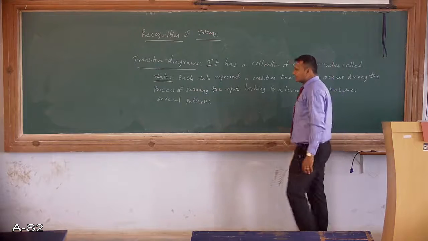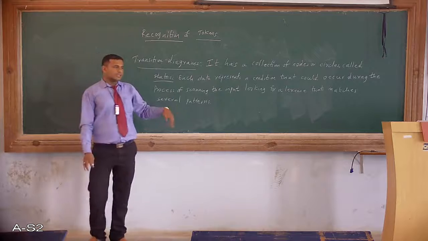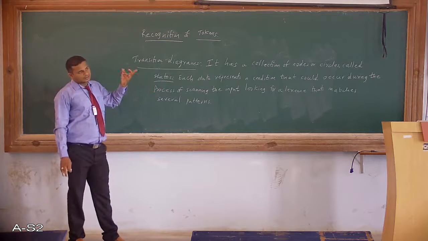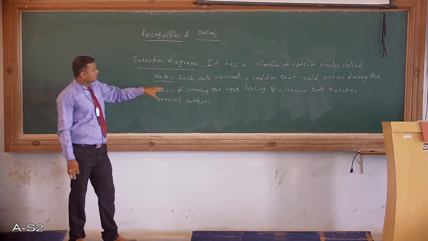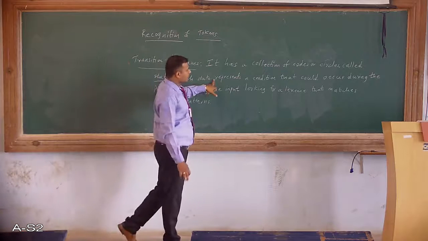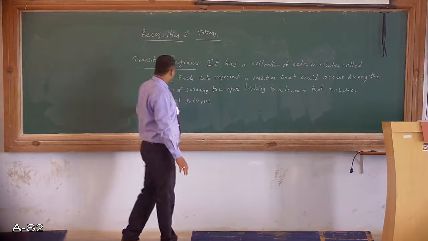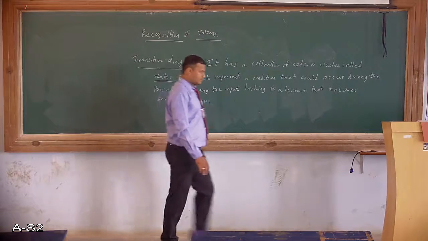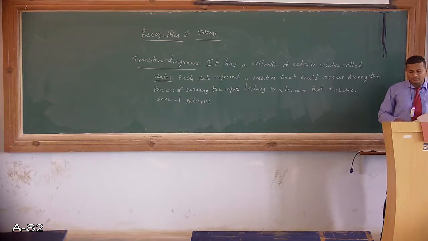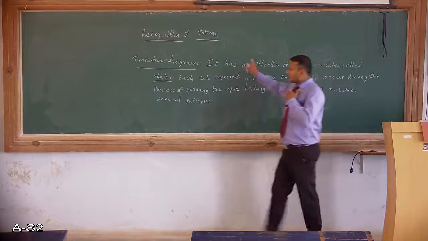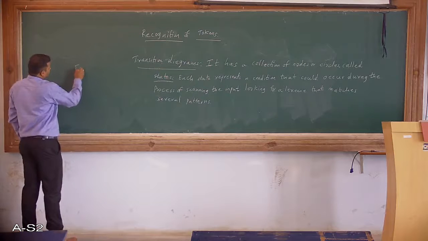Okay, so generally these transition diagrams are used for recognition of tokens, and these transition diagrams have circles which represent the states, and states represent a condition that could occur during the process of scanning the input, looking for a lexeme that matches the several patterns. Okay, and one of the transition diagrams available for the recognition of tokens, we'll call it a finite automata.